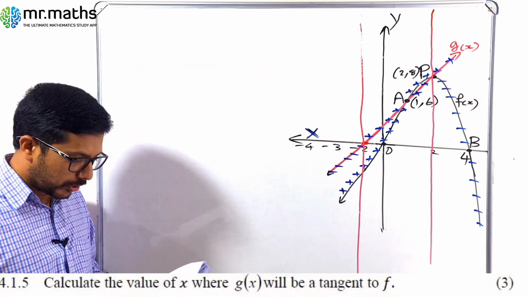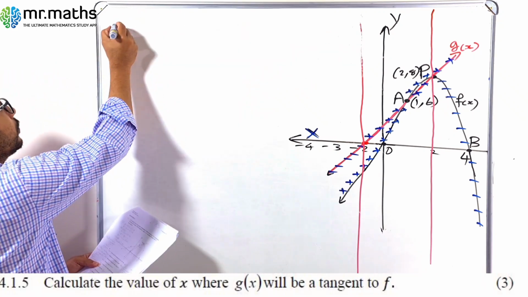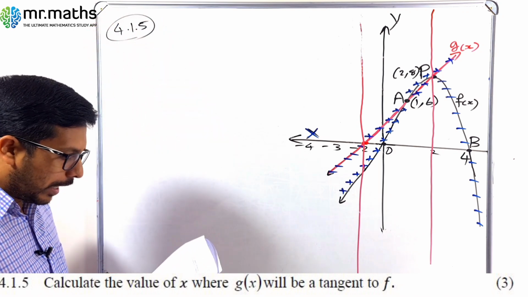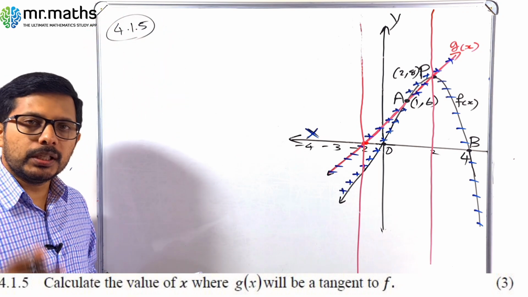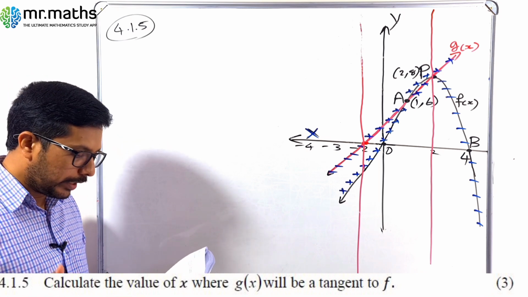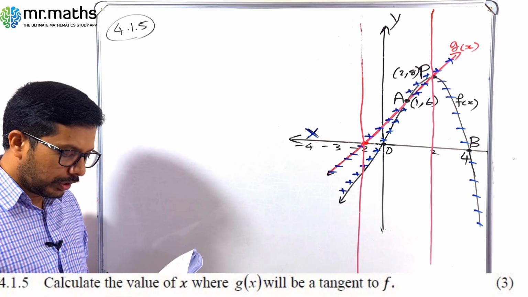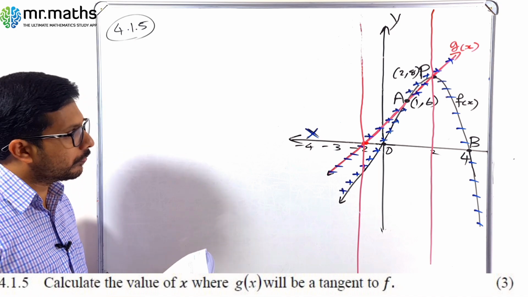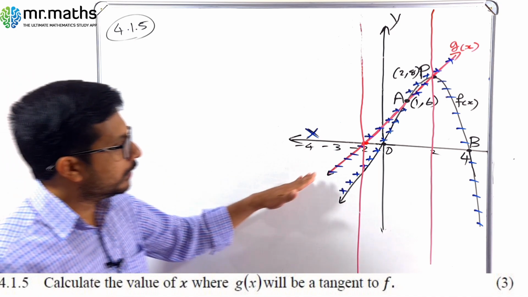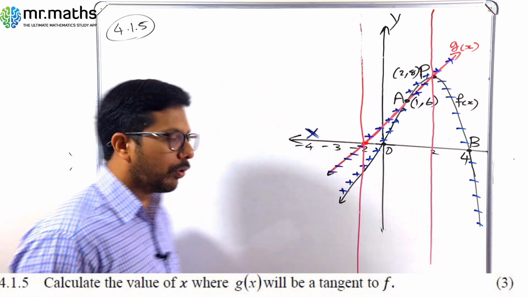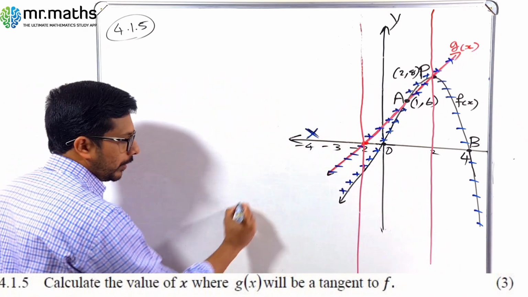Now let's move to the next question, 4.1.5. What is that question? Calculate the values of x. So in this question also you have to find the values of x. And what is the question? Where g of x will be a tangent of f. They are saying that this straight line g of x is a tangent of f. So f of x is like this.